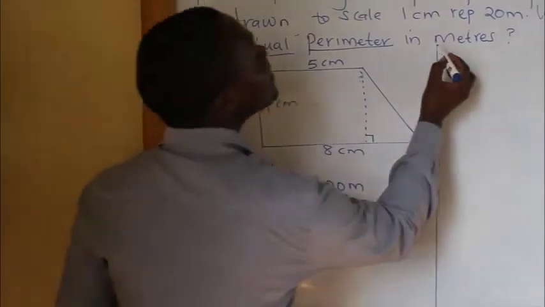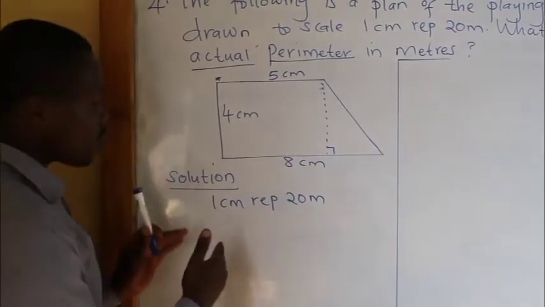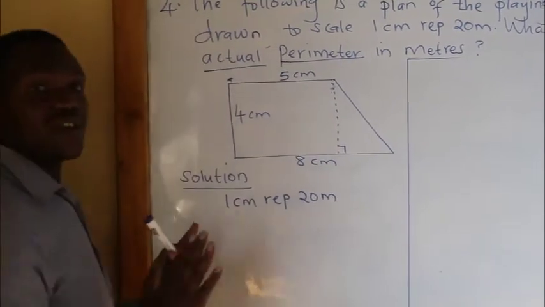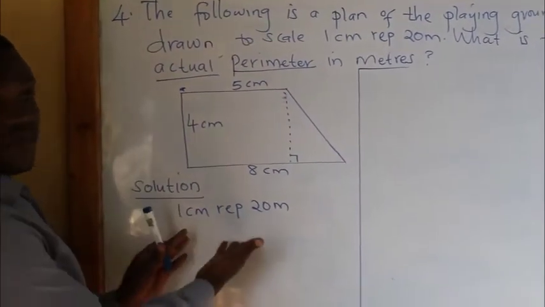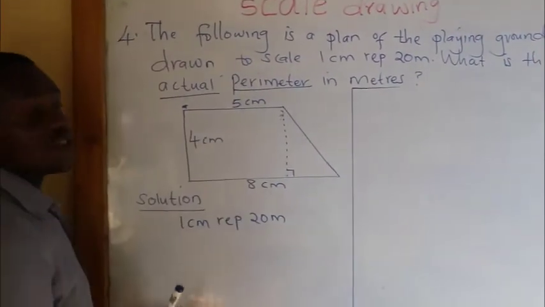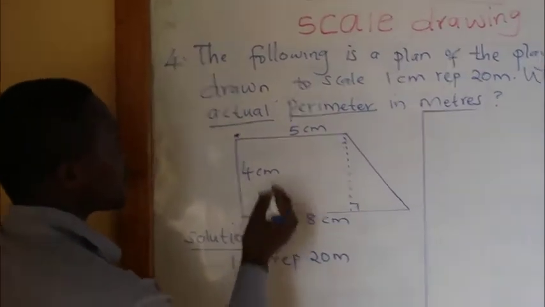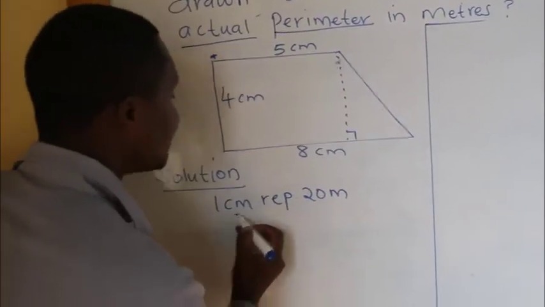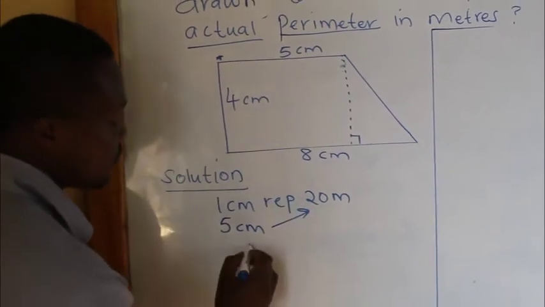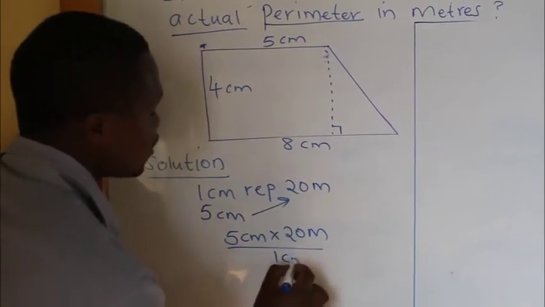So the question is in meters. What is the actual perimeter in meters? So let's go to our question. Do we have meters somewhere? 1 centimeter represents 20 meters. So this one is okay. We don't need to convert this because I already know that every 1 centimeter represents 20 meters. So now we start converting this measurement here. So let's begin. If 1 centimeter represents 20 meters, what about 5 centimeters? Cross multiply. So it's going to be 5 centimeters times 20 meters over 1 centimeter.